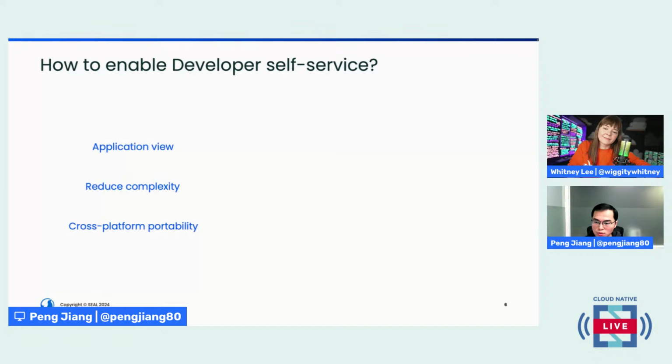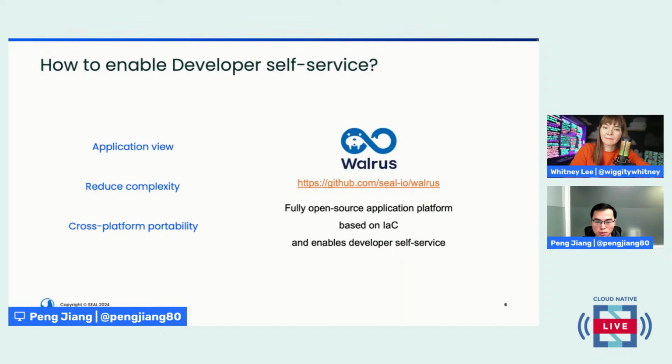The third one is cross-platform portability. Containers are great because they provide portability. Once you have your container image, you can run your application almost everywhere. But in the real world, the entire cloud-native application system is more than just Kubernetes, right? You need a database, you need MySQL, you need a load balancer, and other things. Most of them are running outside of your Kubernetes cluster, and normally they are different on different platforms. So it will be great if we can use a single definition to describe our application system and run it anywhere. This is what we want to achieve through Walrus.